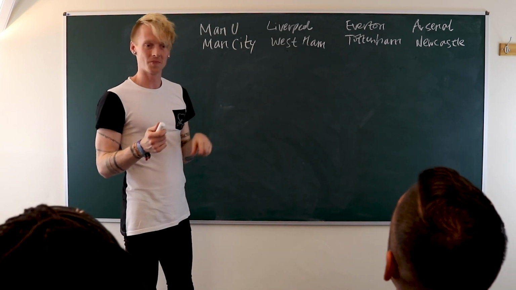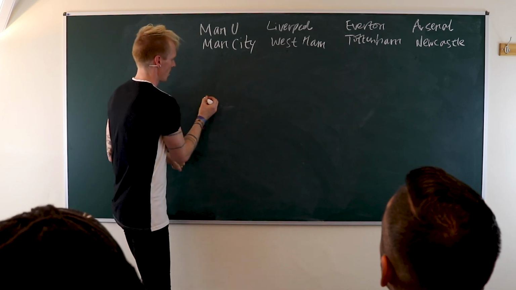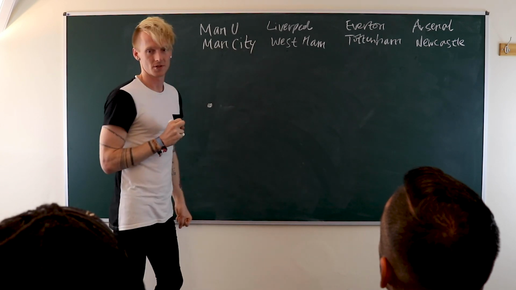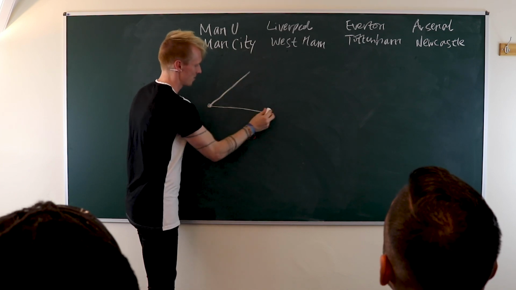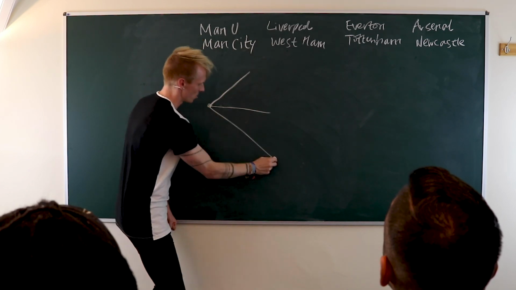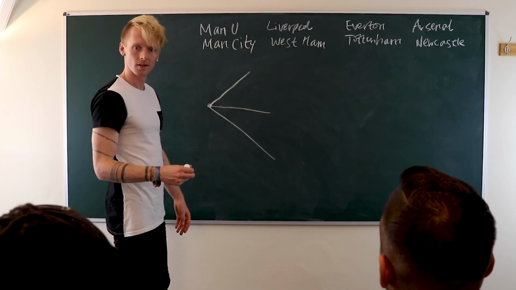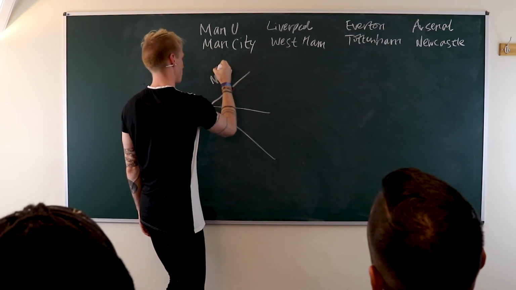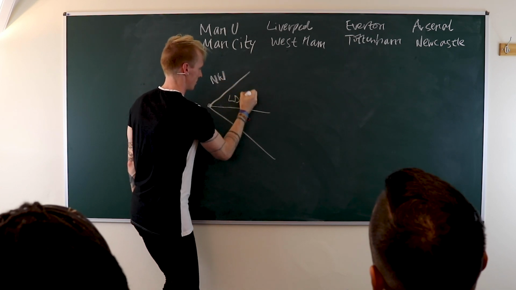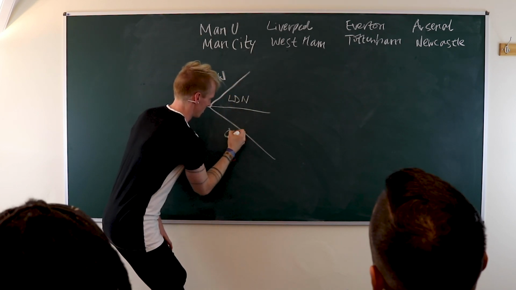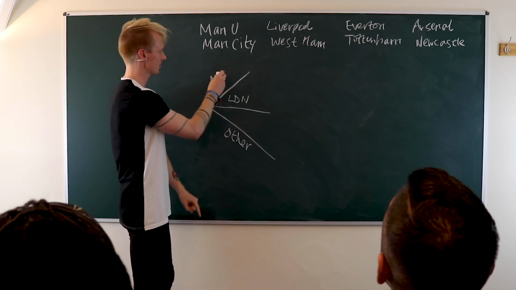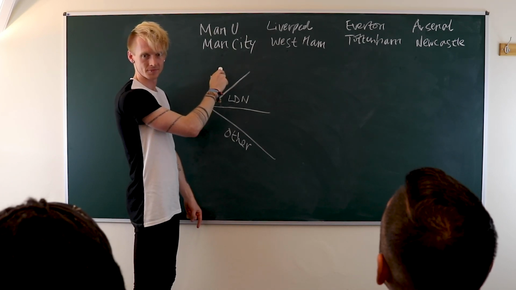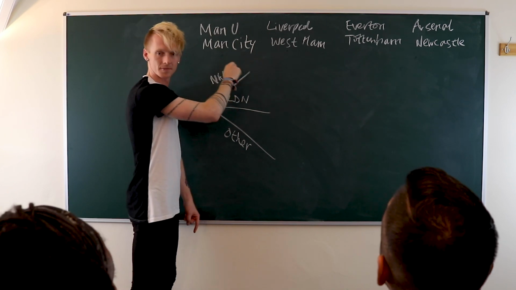When we draw our first team, we have 3 possible options. We can have a team from the northwest, a team from London, or the other one from the northeast. So this one is going to be the northwest, this is London, LDN, and this is other. So for the first team that we draw, how many of them are from the northwest? 4. So what is the probability? 4 out of 8.